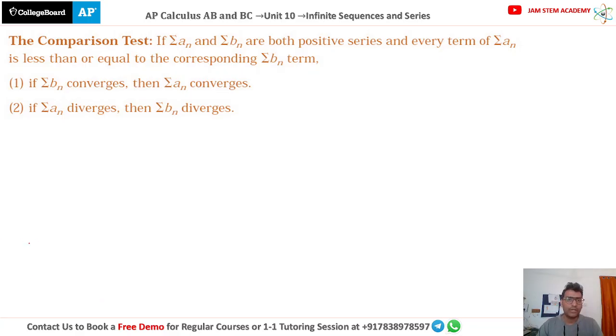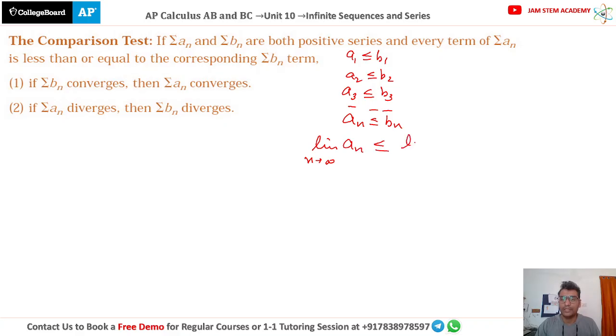I'll tell you. All you have to do is, if we have two series, summation an and summation bn, both positive series, and the condition is every term of an is always less than or equal to every corresponding term of bn. Can you see this? Means a1 is less than or equal to b1, a2 is less than or equal to b2, a3 is less than or equal to b3, and so on for all terms. This must happen. Now, if I take limit n tending to infinity, that will be less than or equal to limit n tends to infinity for bn.